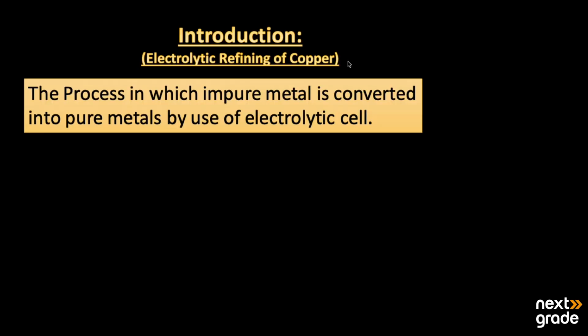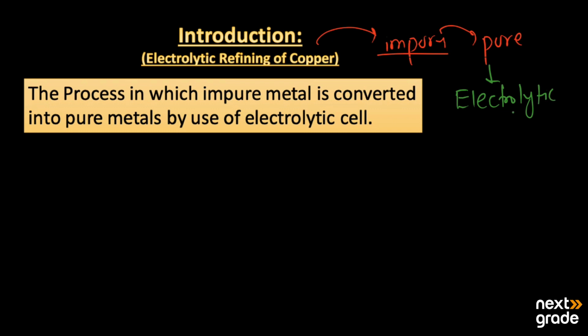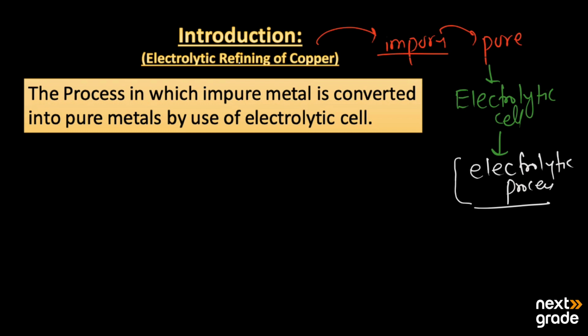So, the topic we will discuss today is the process of electrolytic refining. Basically, electrolytic refining is the process in which a metal present in impure form is converted into pure form by the use of a cell. That cell is known as the electrolytic cell, and the process we call the electrolytic process. So by the use of the electrolytic cell and in the presence of an electrolyte, the electrolytic process is done to refine the metal.